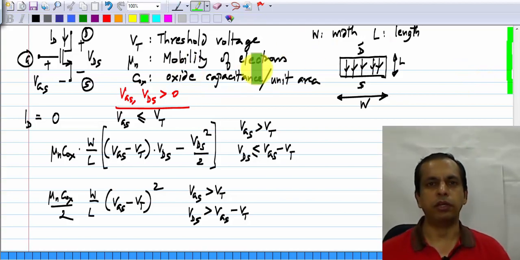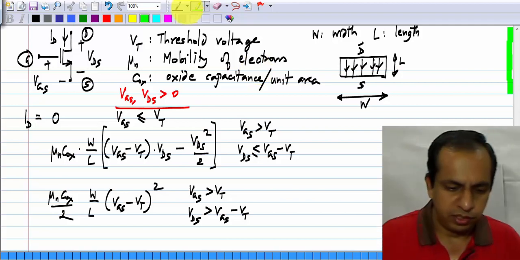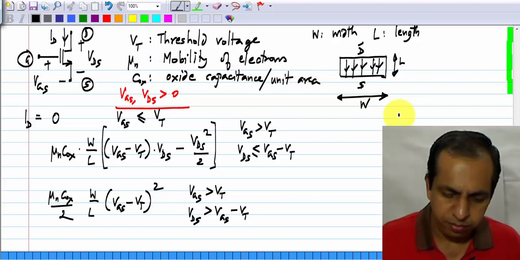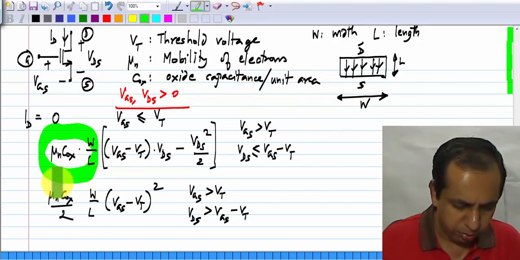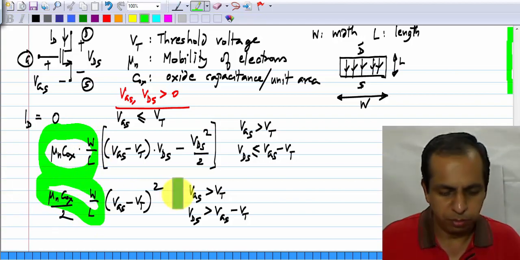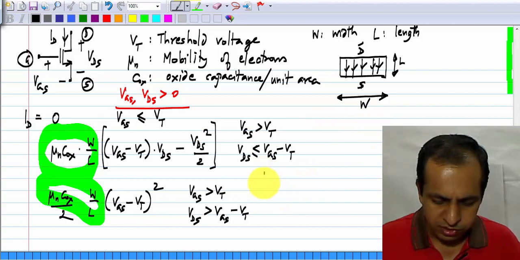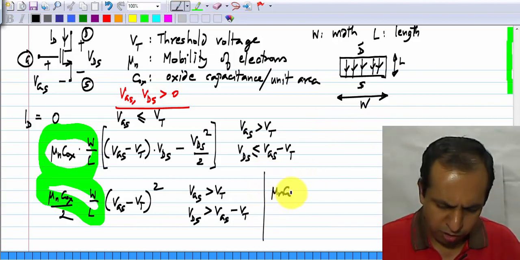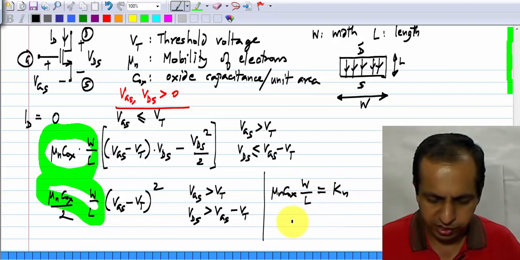Now, it turns out that when you design an IC, you have freedom to choose your own W and L. But when you have a discrete transistor, W and L are fixed for you. So, as far as we are concerned, we can take this entire product which appears here, mu n Cox W by L, which appears in all these expressions, as some single constant. I will define that as Kn.